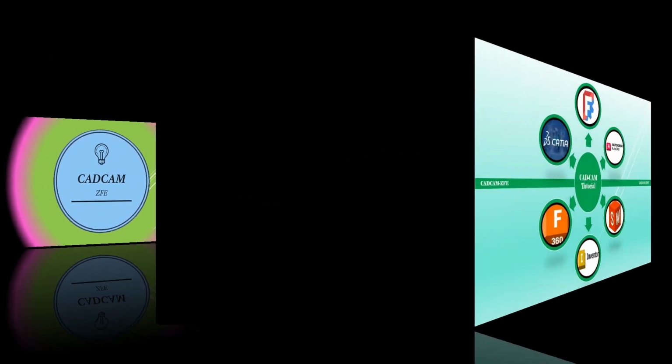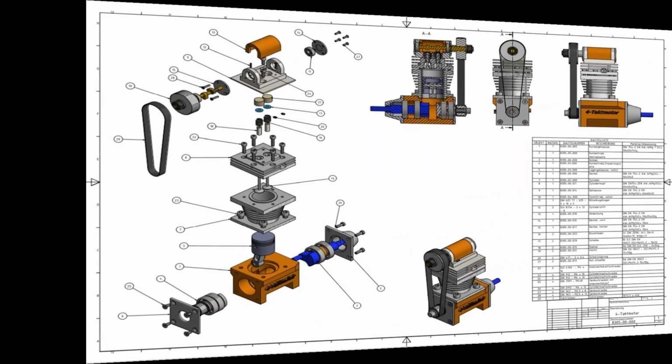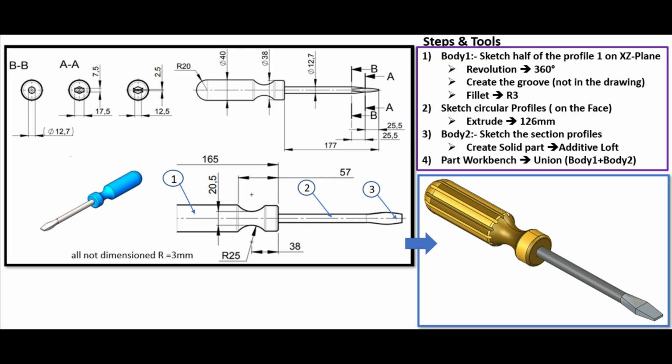In this tutorial, you learn, in addition to the FreeCAD sketching, also about the application of FreeCAD tools like Extrude, Pocket, Polar Pattern, Revolution, Additive Loft, Union, and Fillet. This is the exercise for today. We convert this 2D drawing step by step into this 3D solid part.